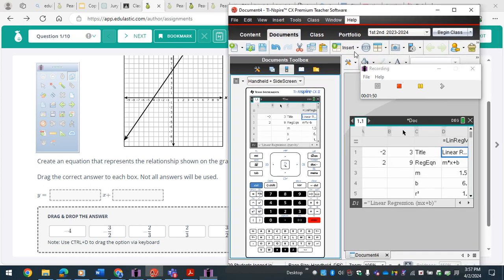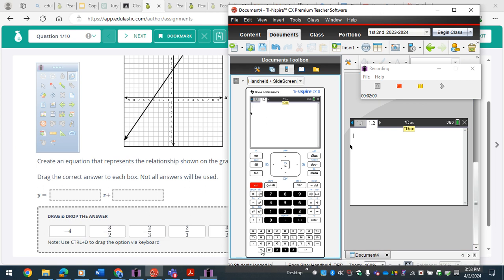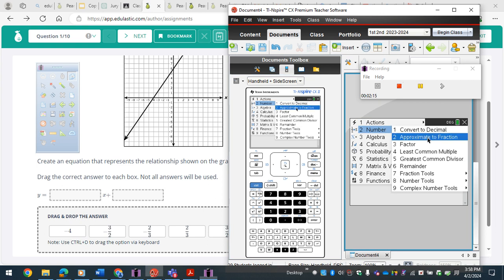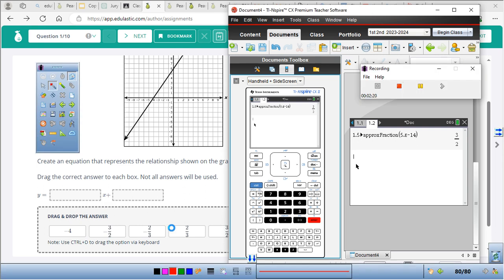Just in case you didn't know this, change this one to a fraction. 3 out of 2, okay. To change this into a fraction, pay attention. We're going to copy this one, Control C, add a document over here, go to calculator, Control V to paste it, then go to menu, change the number to a fraction, enter, so it's 3 halves. So we go with 3 halves right here, drag down, and 6 goes right there. So 3 halves x plus 6.